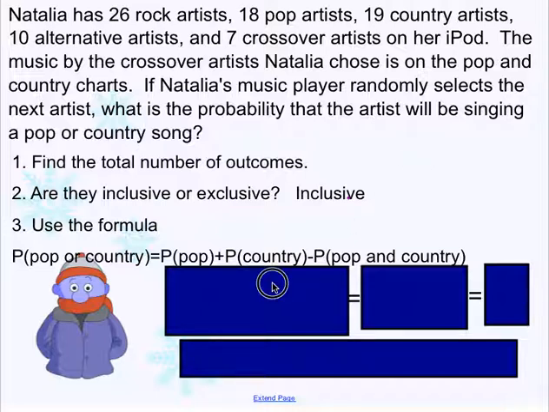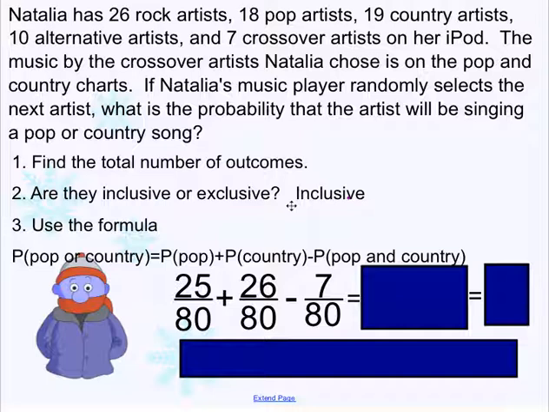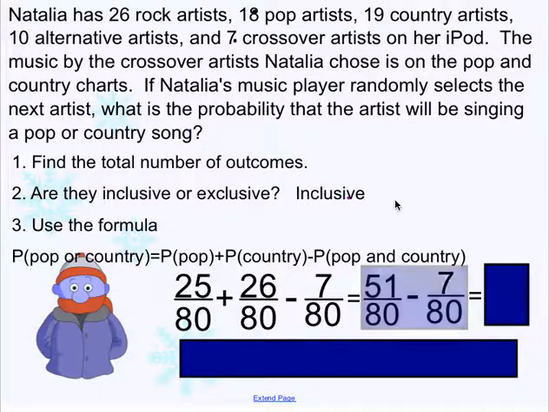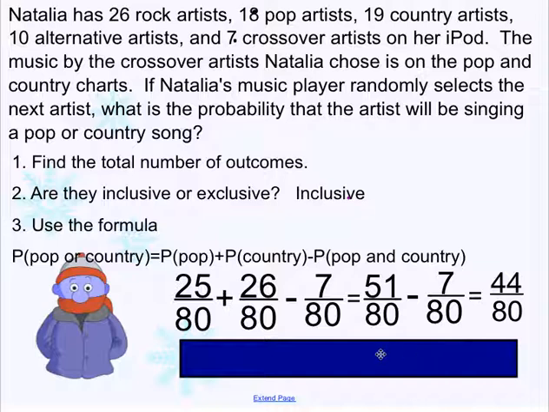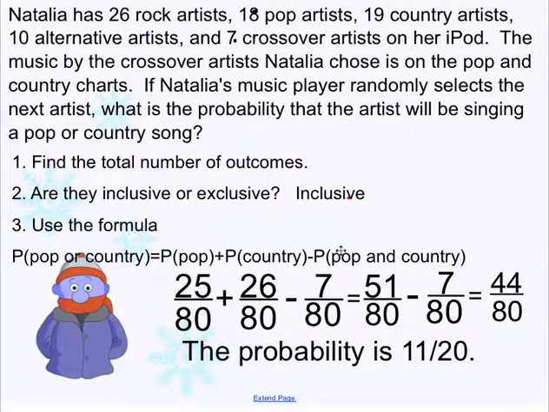Now let's look at these probabilities because we say, okay, there's 80 artists total on her iPod. There's 25 that are pop. That's coming from the 18 plus the 7. And then we do the country. That's going to be 19 plus 7. And then since we counted those pop and country artists twice, we're going to subtract 7 out of 80. So total we get 51 minus 7 over 80. So 44 out of 80. The probability reduced is 11/20.